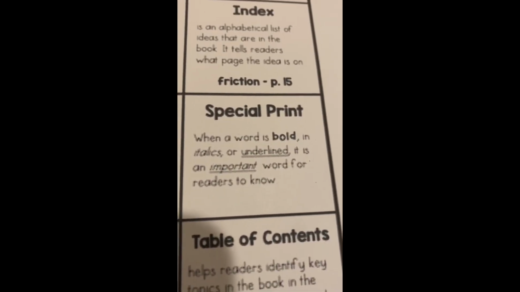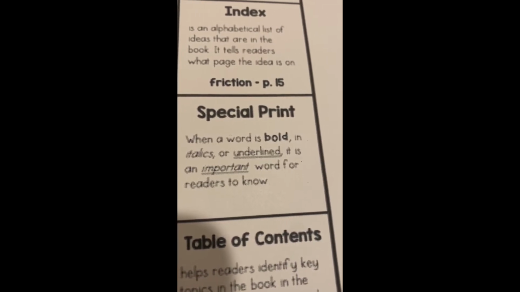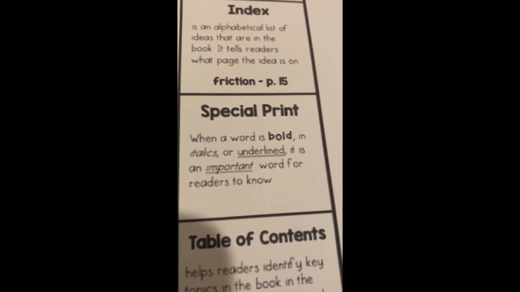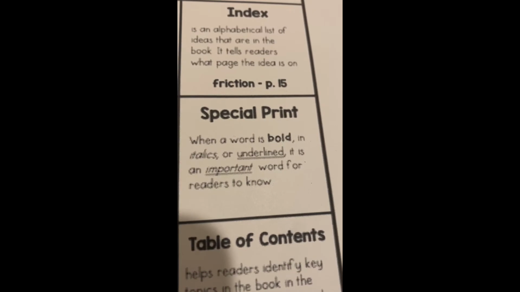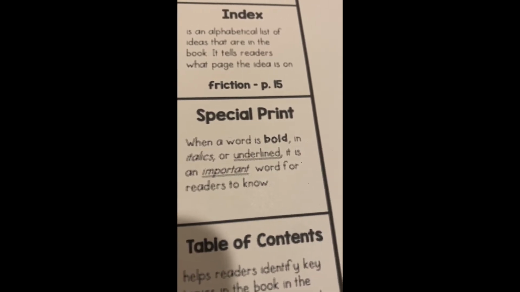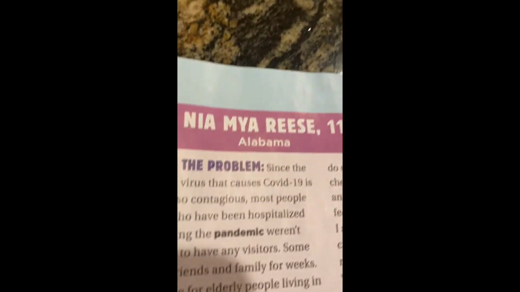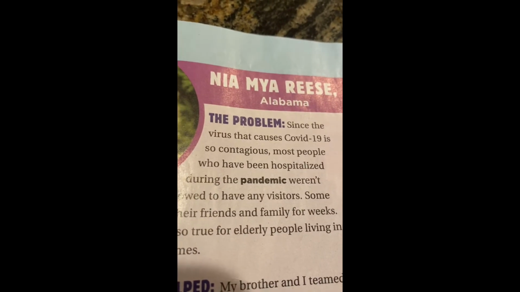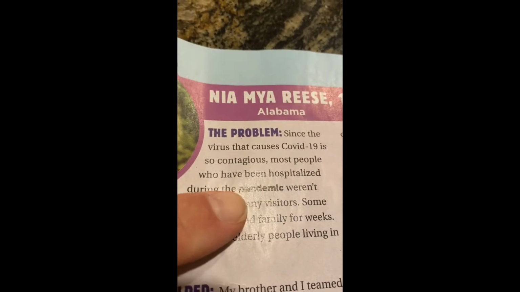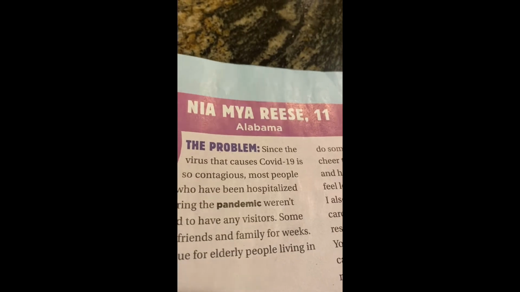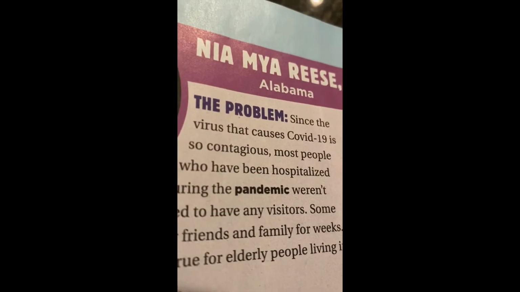Special print. When a word is in bold or in italics or it's underlined, it must be an important word for us to know. It's in special print. Again, within Scholastic News, they have bold print words. Like, for example, let me find a bold print word, like right here. That's a word we know really well. The word pandemic, because we're in the midst of one. Pandemic is a bold word.